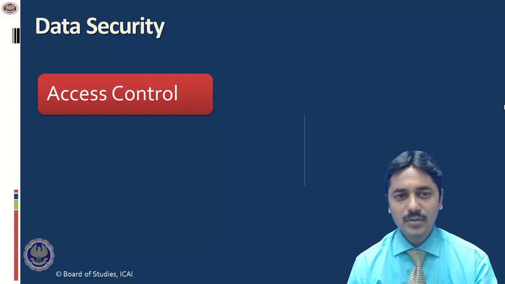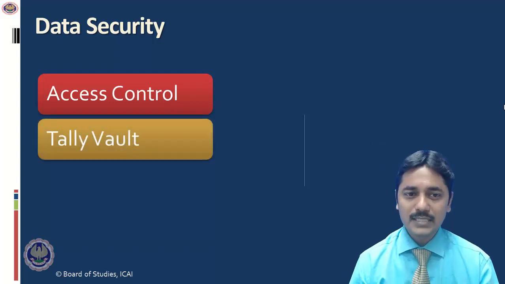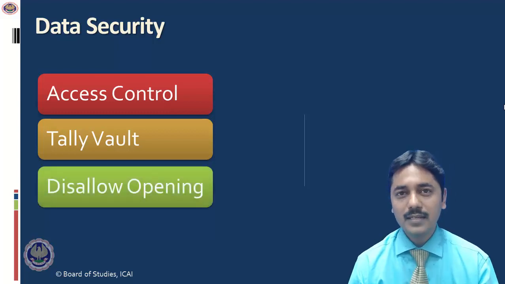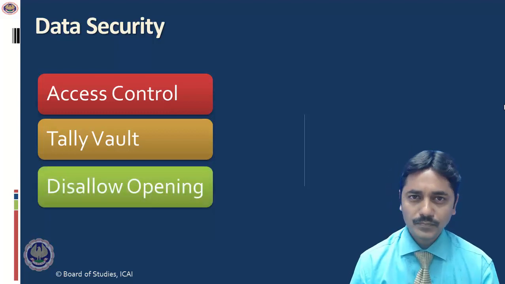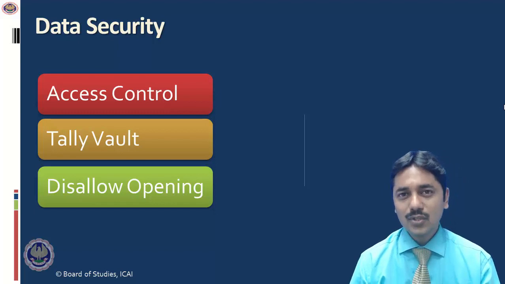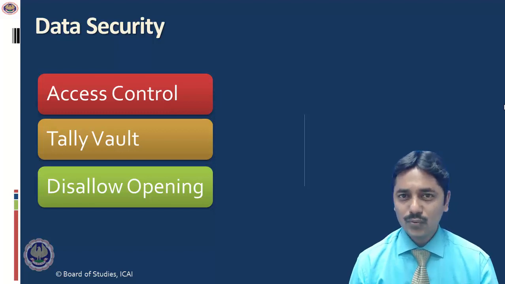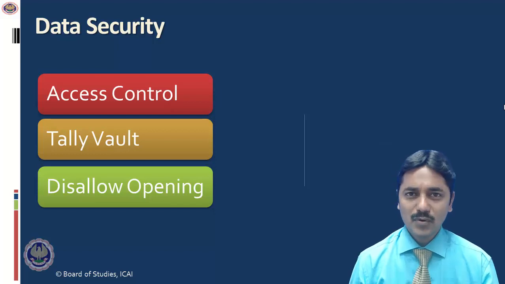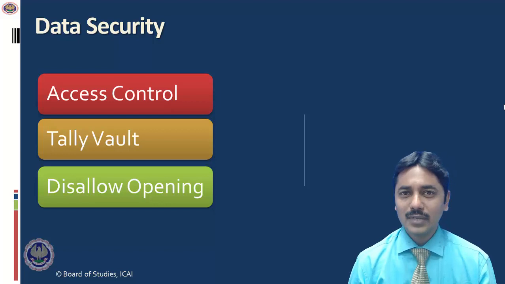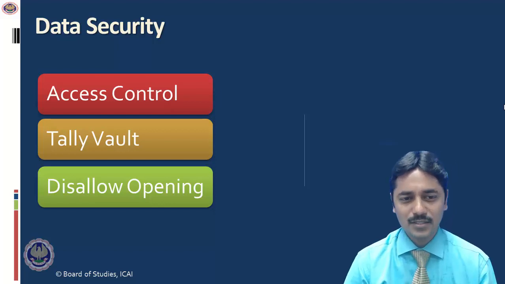Then we discussed data security. In data security we discussed three points: access control, Tally Vault and disallow opening in educational mode. Access control is a way of controlling user access. For example, a data entry operator should not be able to view the balance sheet, should not have any access to the profit and loss account. Such type of access can be controlled from here. You can prevent voucher alteration and voucher deletion for specific users. This is also possible through access control.